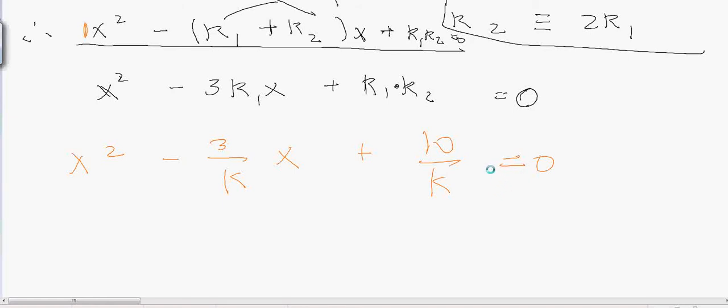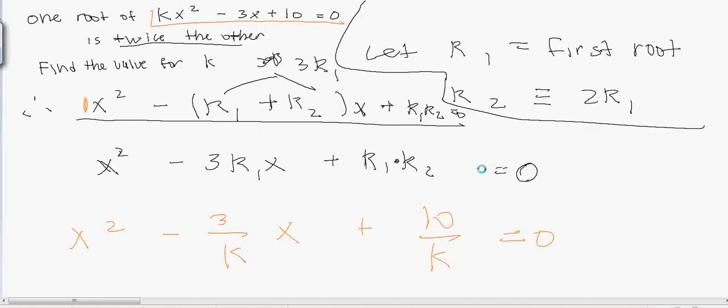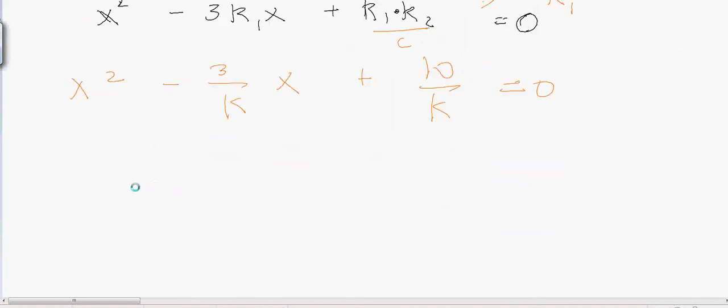Okay, so now we know that root 1 times root 2, this is the c term, right? But we know root 2 is 2 times r1, so essentially we could rewrite this as 2 times root 1 squared. Okay, so we can say that 2 times root 1 squared equals 10 over k.